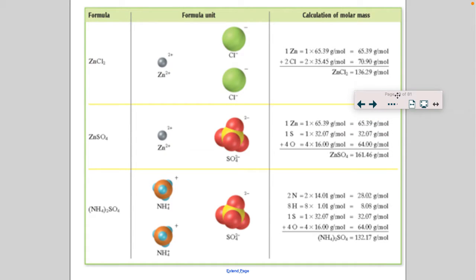All right, so there's this figure in your book that looks at the formula unit of zinc chloride, just showing you how they get that. Zinc sulfate, ammonium sulfate, but then, yeah, I'm just going to move on.